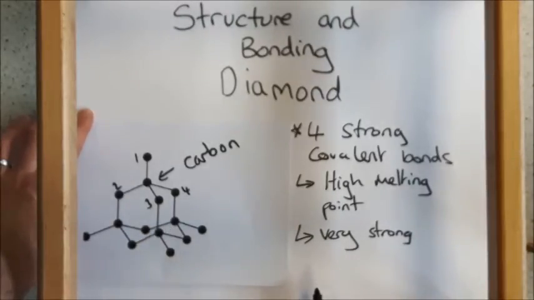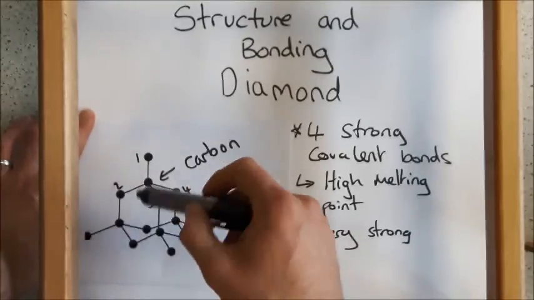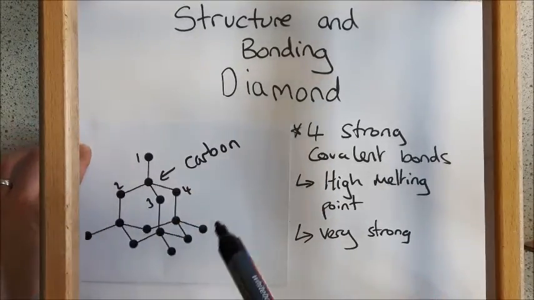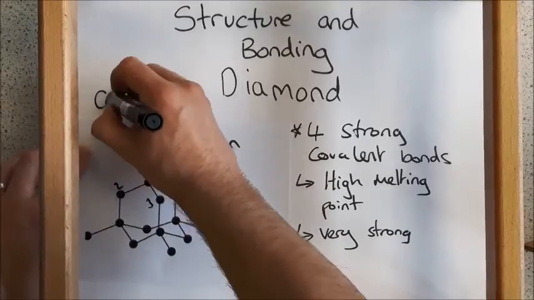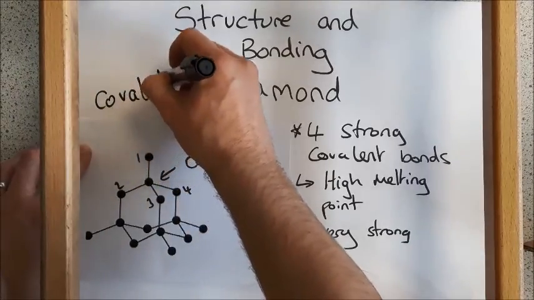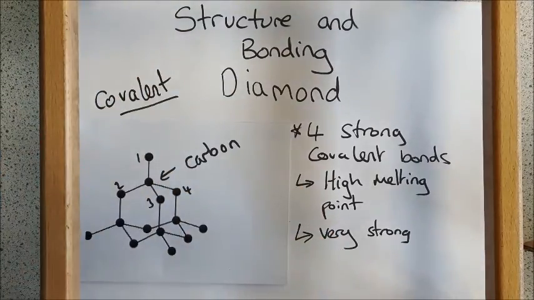Now in terms of the bonding, we have carbon attached to carbon, so we've got 2 non-metals. That means it is a covalent structure. Okay, they are covalent bonds. That means electrons are being shared between the carbons. Now those covalent bonds are very, very strong, as I've already said, and each carbon is held in place by 4 of them, and that gives rise to the properties of diamond.